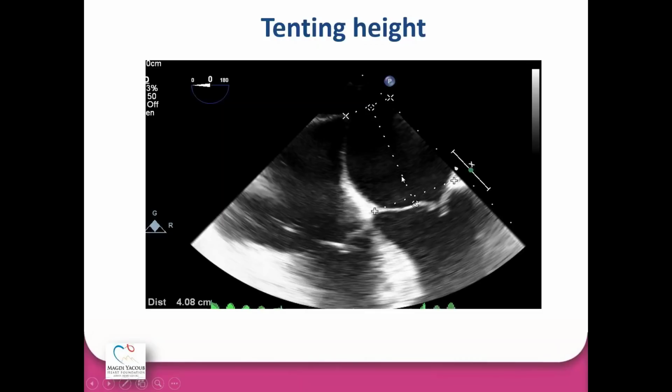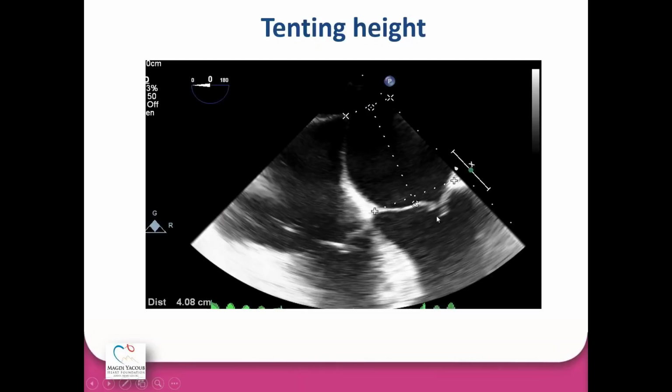We need to be around 4 centimeters from the annulus because we need a distance that is good enough for us to navigate with the sheath, but we shouldn't be too high, because if we are too high and we bend the sheath, we might not be able to go inside the left ventricle in order to grasp. And if we are too low, very near to the annulus, we will not be able to navigate the sheath and go inside. So we need a 4 centimeters distance.